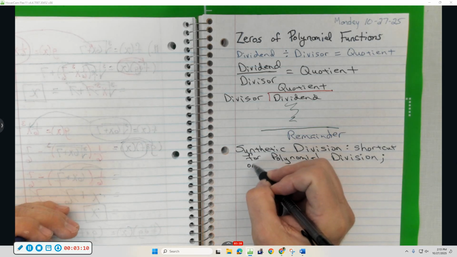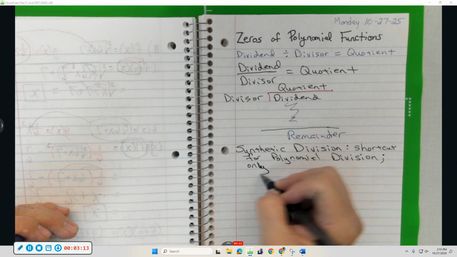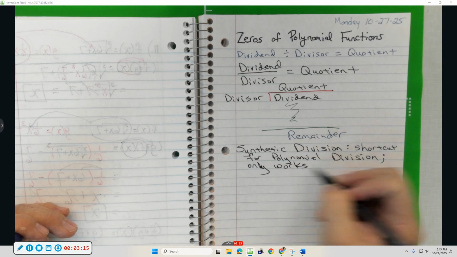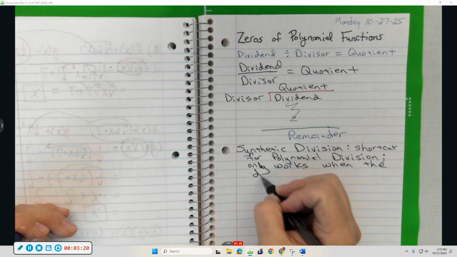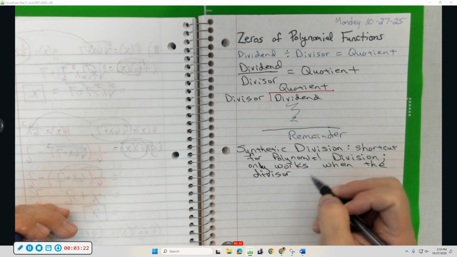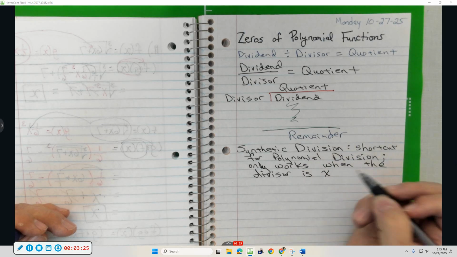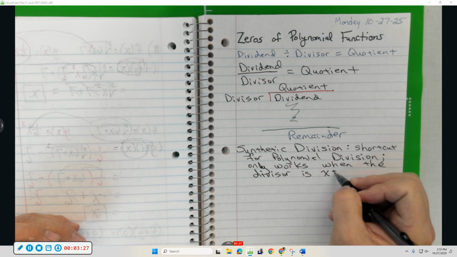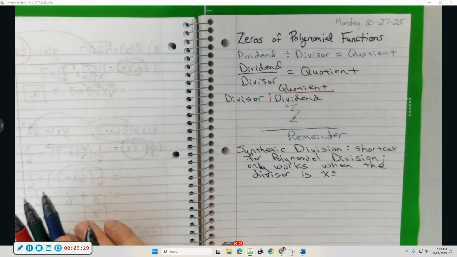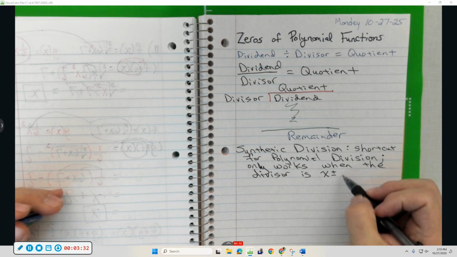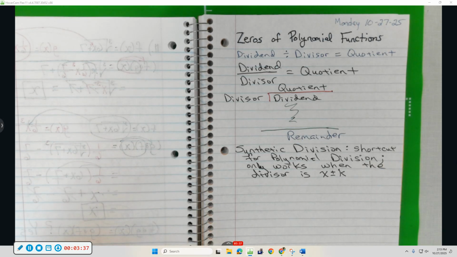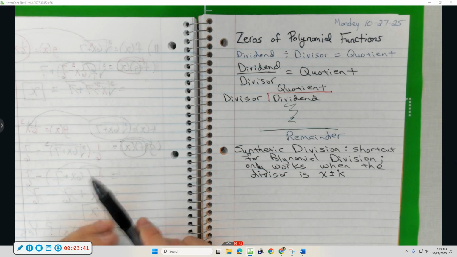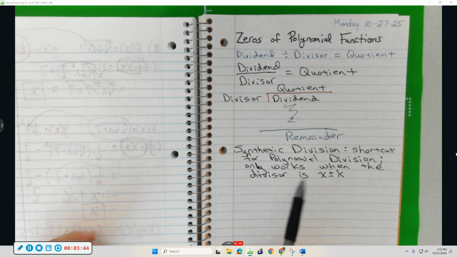This only works, O-N-L-Y, only works when the divisor, D-I-V-I-S-O-R, is in the form variable x plus or minus some constant, and instead of using a c for constant, we're going to use a lowercase k. The divisor must be in the form variable plus or minus a number in order for synthetic division to work.